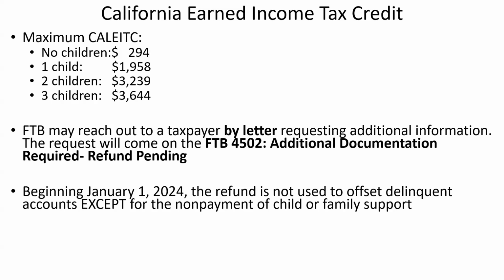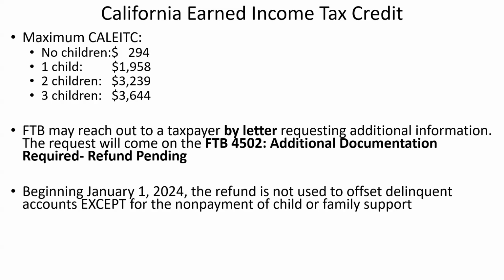But again, these are the maximum EITC amounts. So if you have someone who's very low income and they have no kids and they meet the other requirements, they can get up to $294. And of course, for the individual who has 3 children or more, they can get up to that $3,644 amount that's shown on the slide.